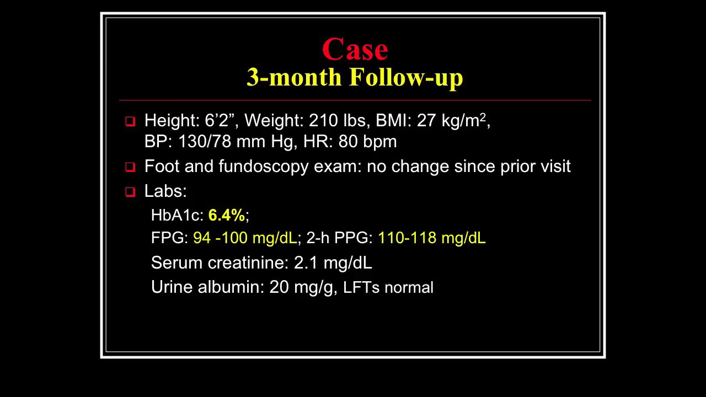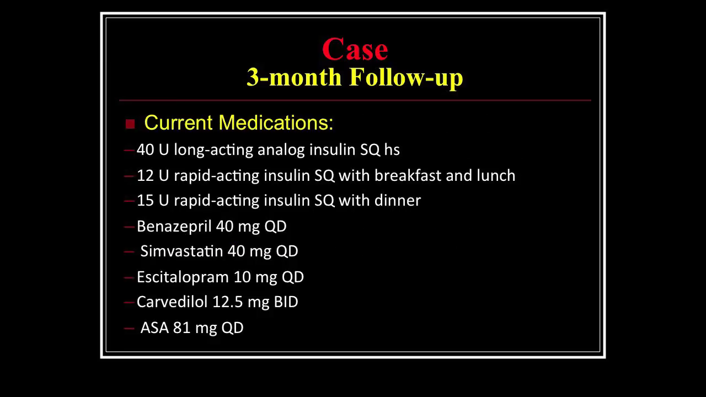Anyway, after 3 months, A1C 6.4%, fasting plasma glucose 94 to 100, and 110 to 118. I'm going to stop here, and this is the medication which he's giving right now. Okay, so I got 1 minute to comment.